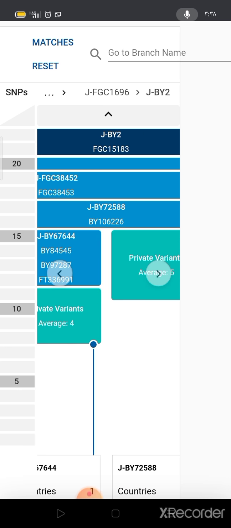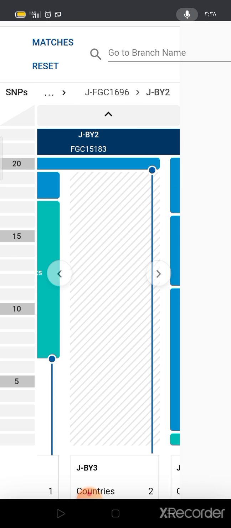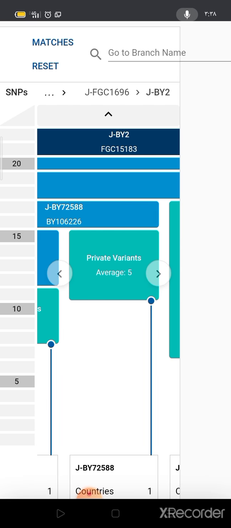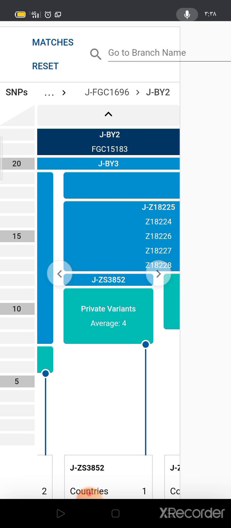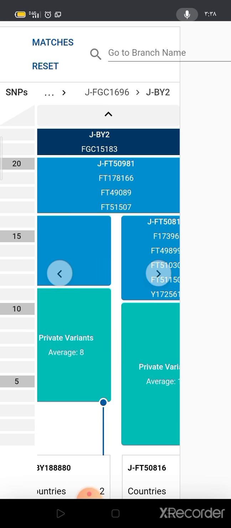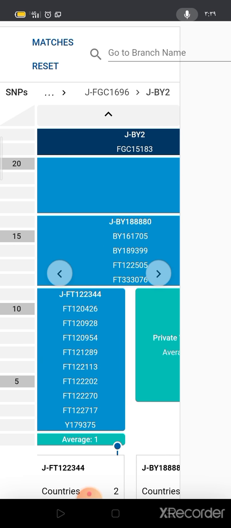So we have two main lines here under BY3. And we have another line here. This is the brother of BY3. We have here BY3, and there is a brother of my BY3 branch, which is FT50981 under BY2. So I am from BY3 from BY2. But I'm not from this branch, FT50981. I'm not on this branch. It is a different branch, but it is next to us.